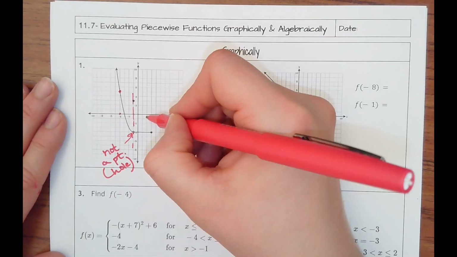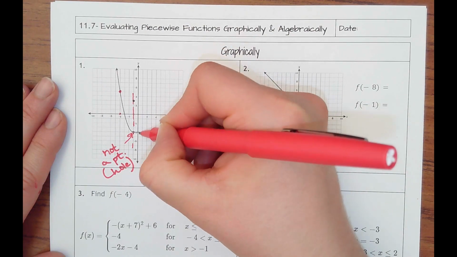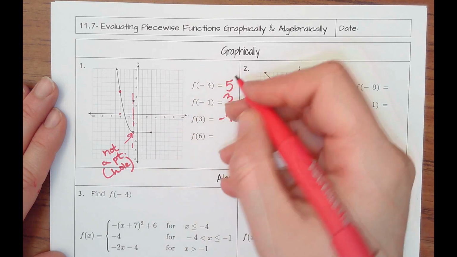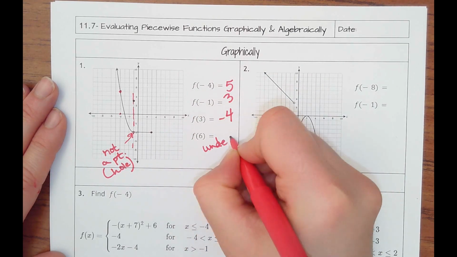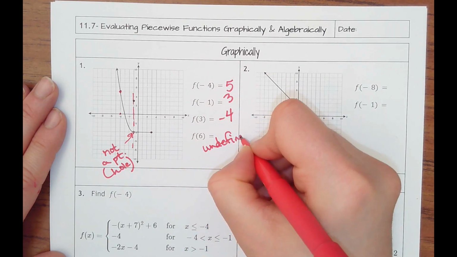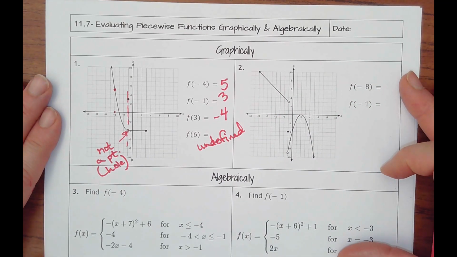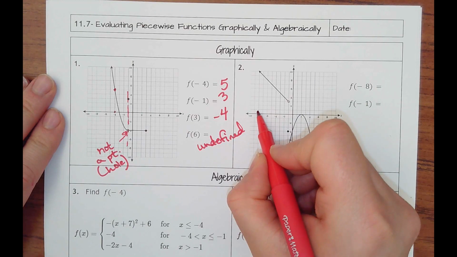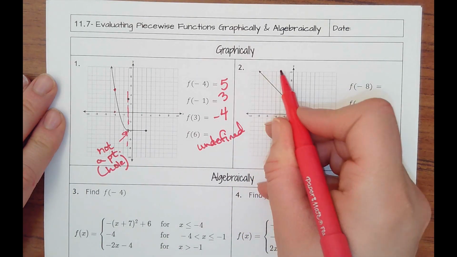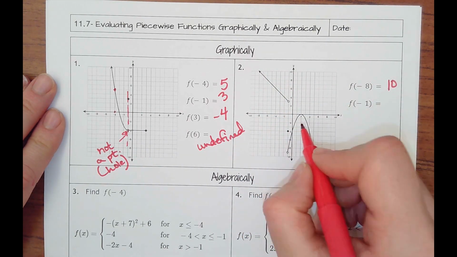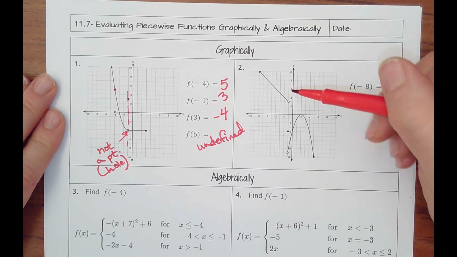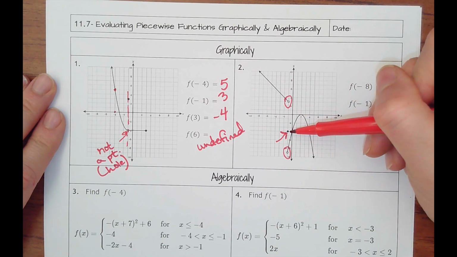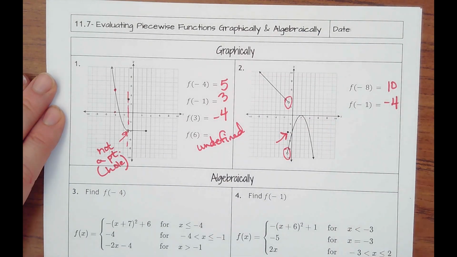F of 3 would be when x is 3. We've got a point here at -4. And then f of 6, we don't have anything, so we would say it's undefined. It doesn't even exist. Can't give it a number. All right, and then one more of those. If x were -8, that would be the point at y is 10. And then at -1, we've got open circle, closed circle is what we want. So that would be at -4.